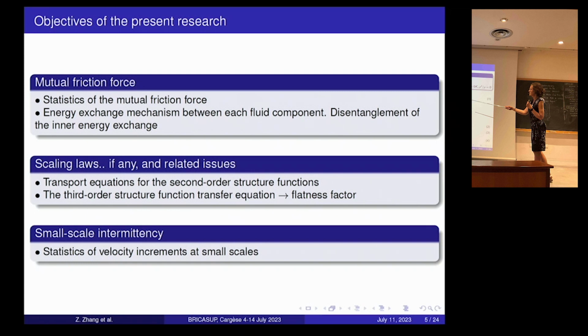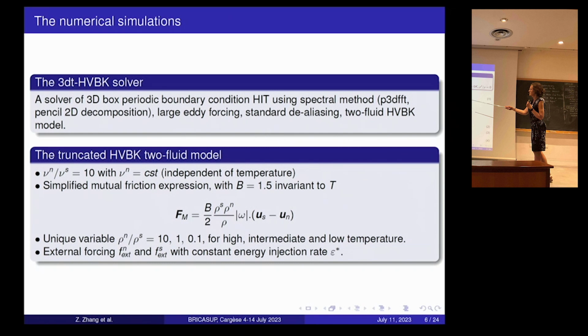To do that, we'll develop a transport equation for the second order structure function that will depend on the third order, and a transport equation for the third order moment that will depend on the fourth order moment, and that will help us to have a look at what is more or less called in this community the flatness factor. And for the small scale intermittency we will look at this flatness, but at the smallest scale, so we have the flatness of the derivative. A few words on the numerical simulations.